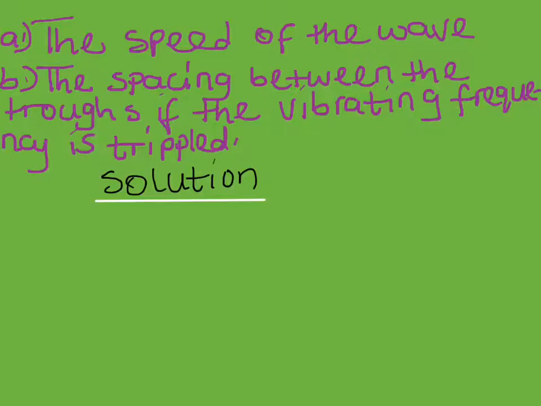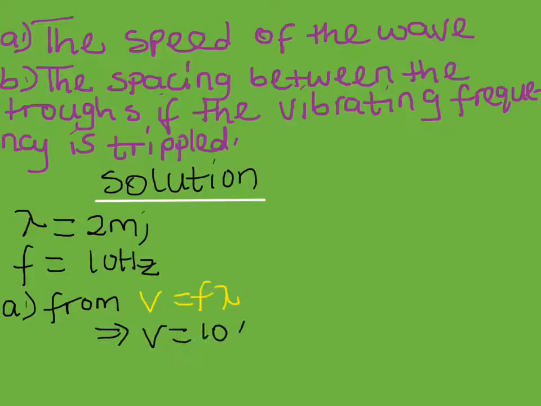The distance between one trough and the next gives the wavelength, and the distance between one crest and the next gives the wavelength. Do not forget. So, the 2 meters gives the wavelength of the wave, and the 10 Hz gives the frequency. So from there, we can go straight to apply our formula of velocity equal to frequency times wavelength, giving 10 times 2, which results to 20 meters per second as the velocity.